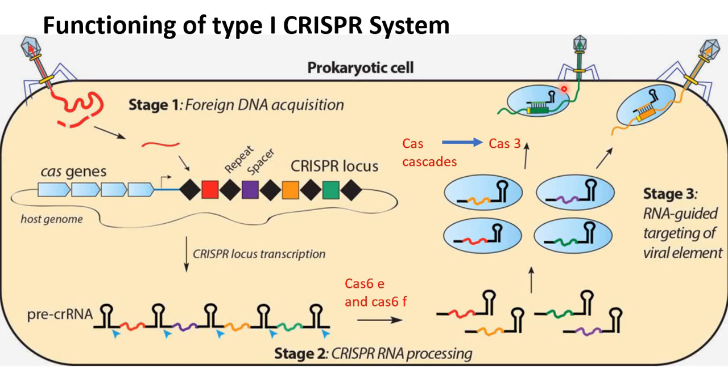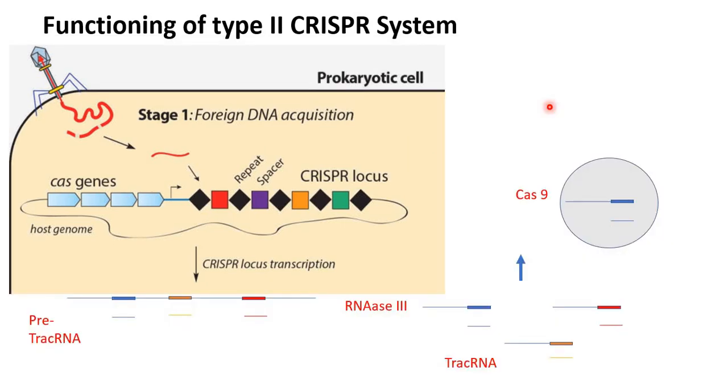So this is the type 1 system. What you can see here is that the virus is attacking, the DNA is integrated in the bacterial genome, it is being transcribed, and it forms the CRISPR RNA that will form a complex with the Cascade. Then when the same virus attacks the bacteria, this guide RNA will guide the Cascade, which will activate Cas3 and chop out the DNA. So it is a kind of immune response that the bacteria is showing.